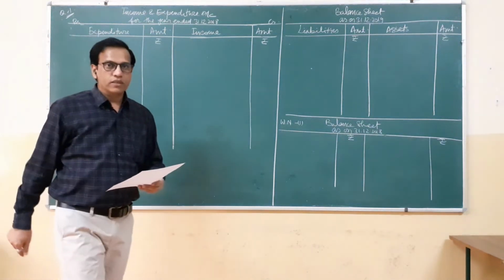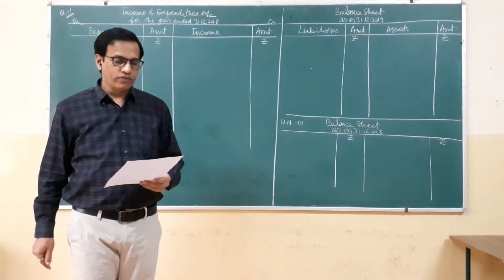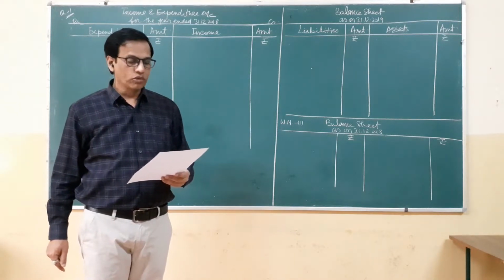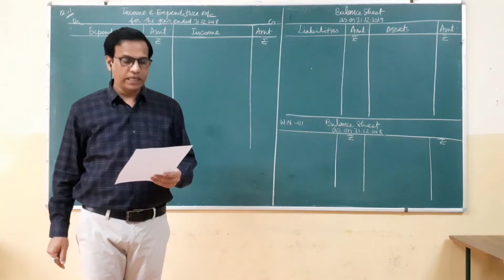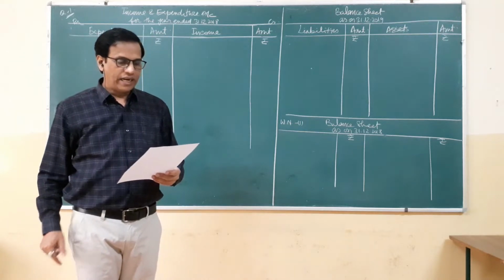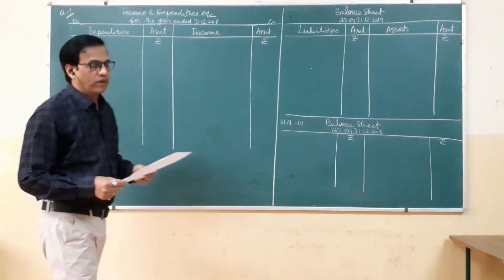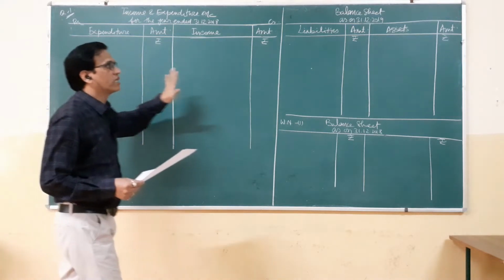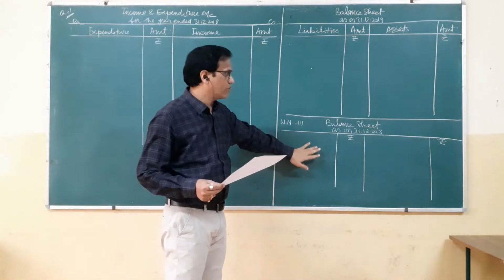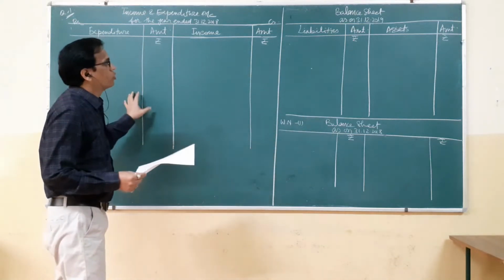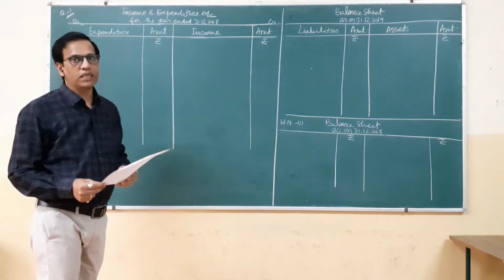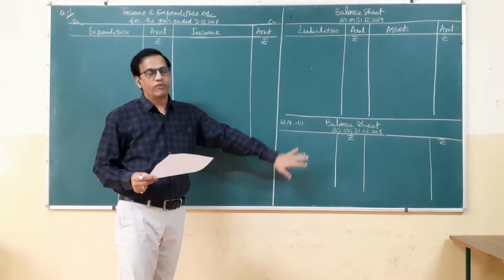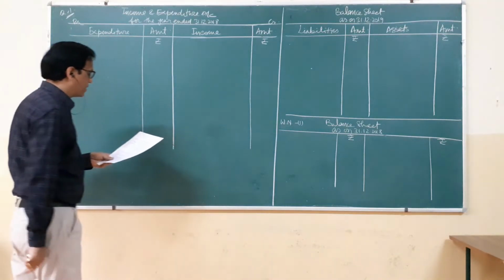So the question we will solve. First we will prepare the opening balance sheet to calculate the opening capital fund, and then item-wise we will deal with it to prepare the income and expenditure account and the closing balance sheet. But when it comes to solving it, we will do the three statements simultaneously, and if any working note other than this opening balance sheet is required, we will prepare it. Item-wise we will go.